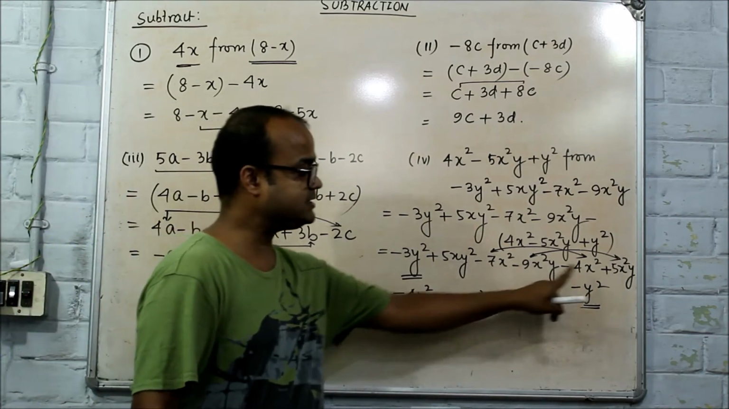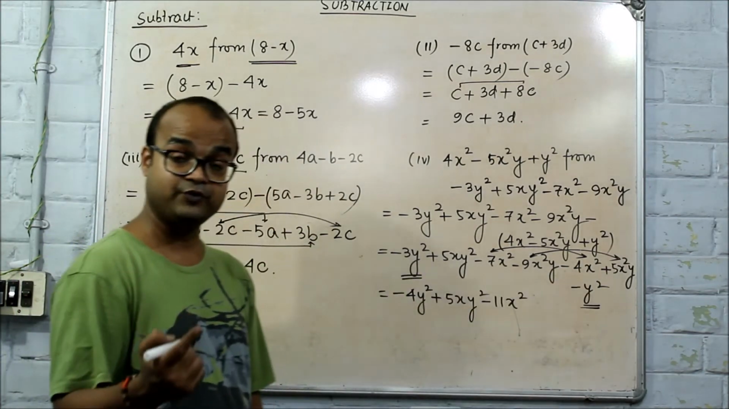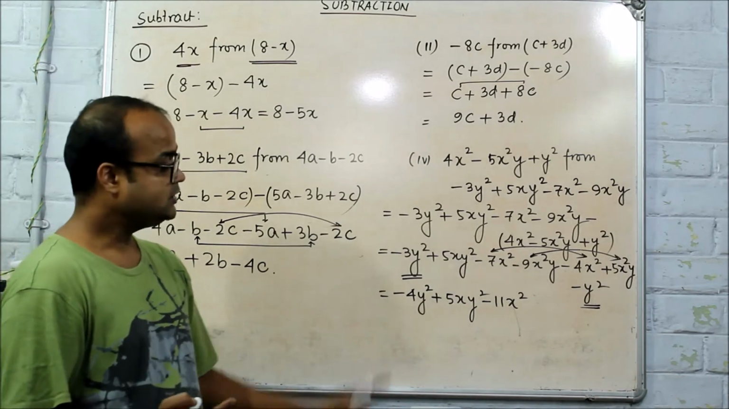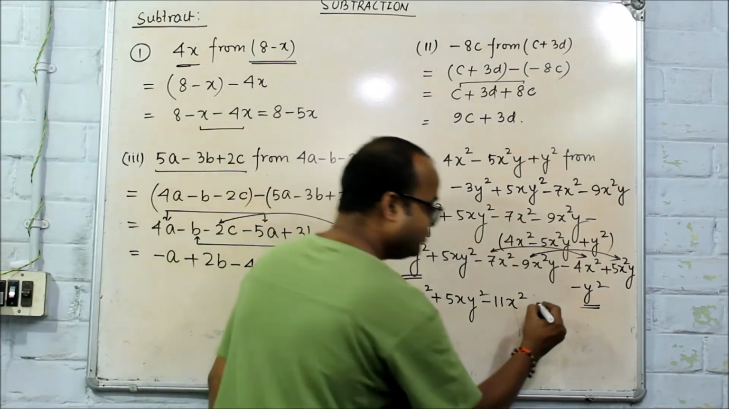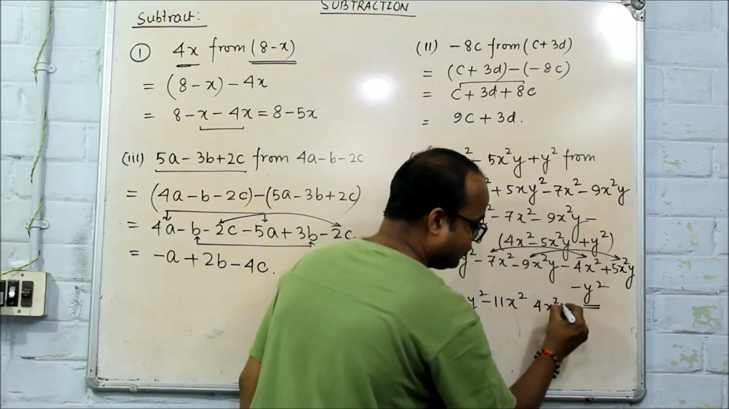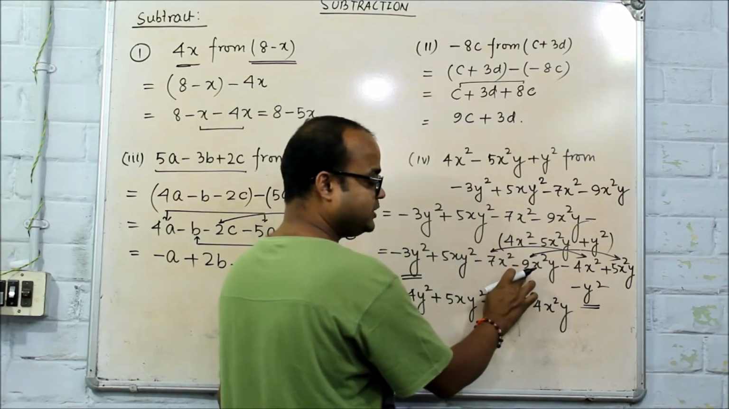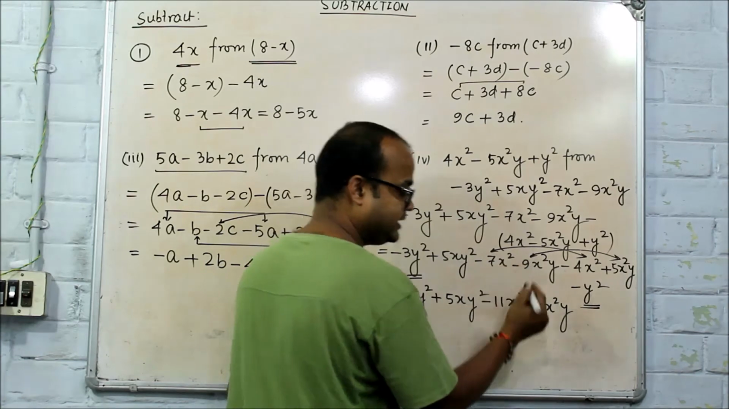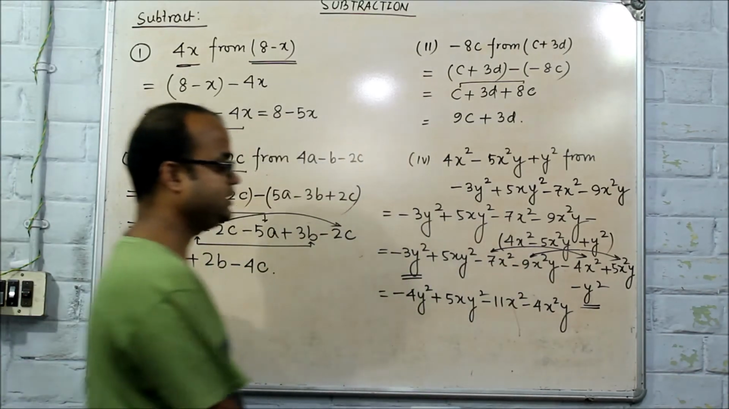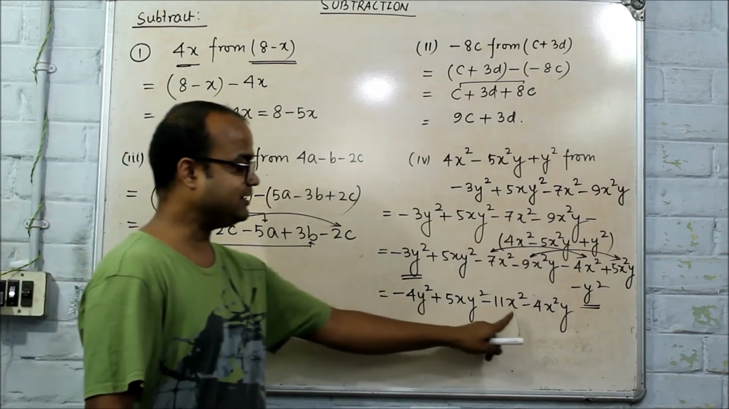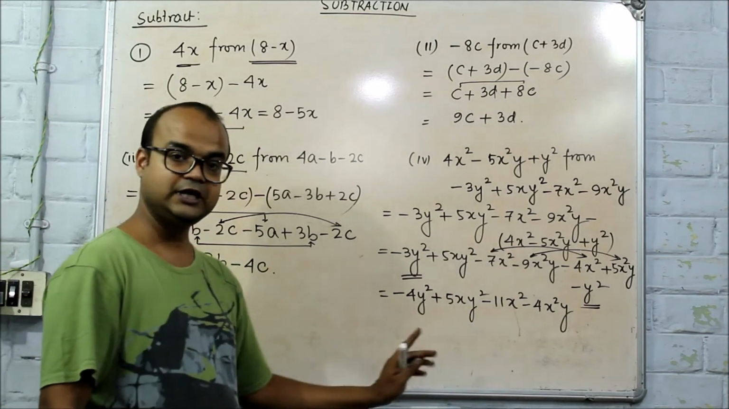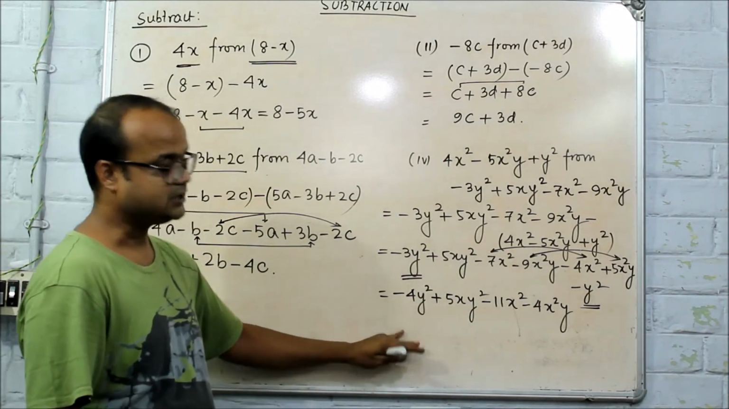Opposite sign, minus 9 plus 5, so we need to perform subtraction. 9 minus 5 is 4, so 4x square y. 9 is bigger in magnitude, and the sign of 9 is minus, so the result will be minus 4x square y. All are unlike terms. Clear? So we leave our answer here.